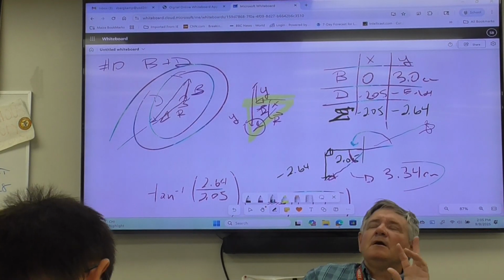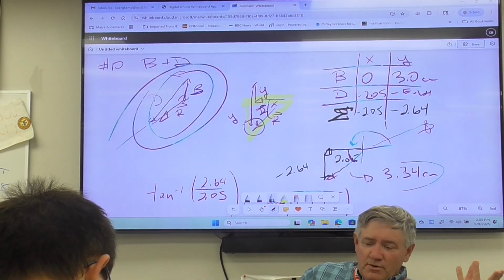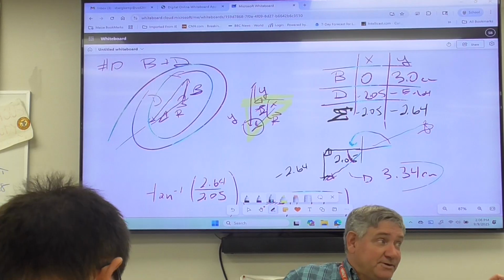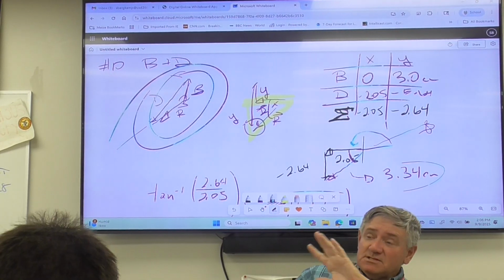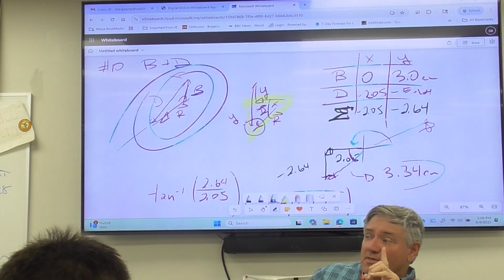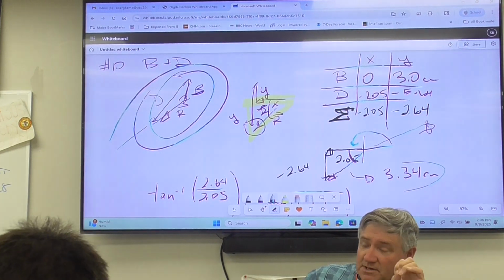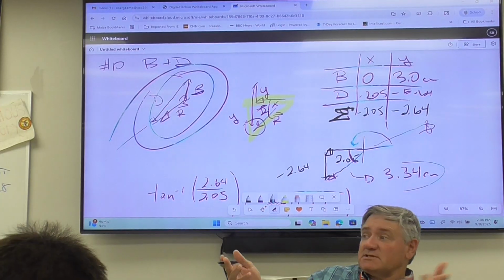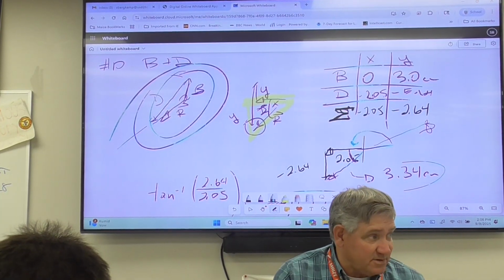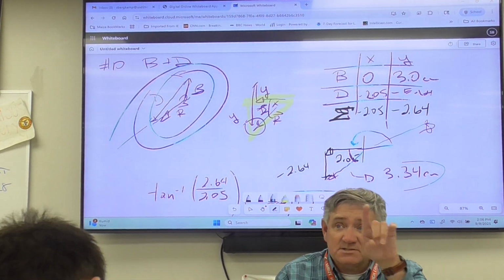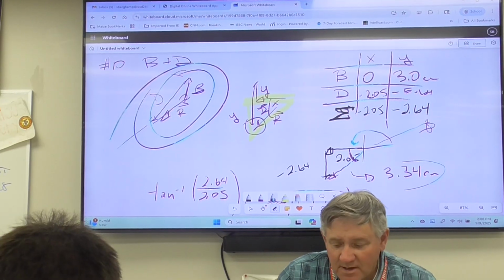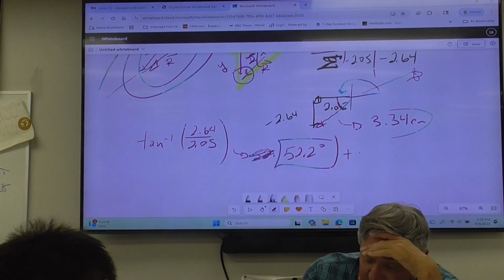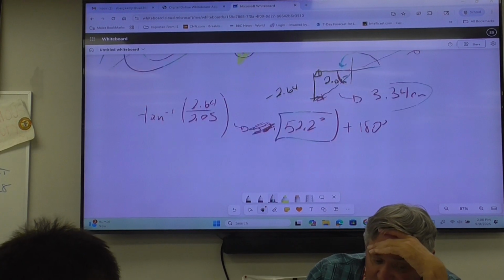Get over it. But what can we do with the 52.2? Oh, we could add 180 to it. So this is why it's so important that you draw this out. Because if you didn't draw this out, you would just put 52.2 degrees because that's what the oracle says the answer is. This is why you make that sketch. So, when you take 52.2 and add that to 180 degrees, then what do you get?